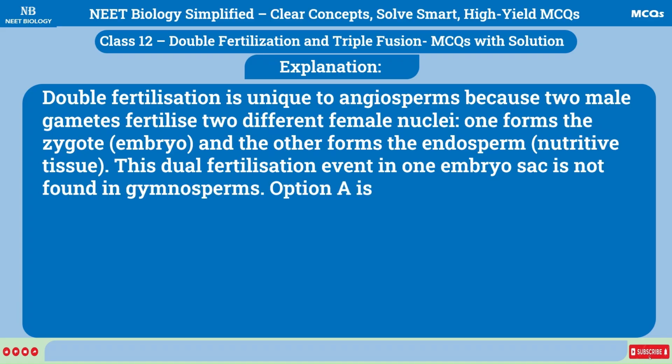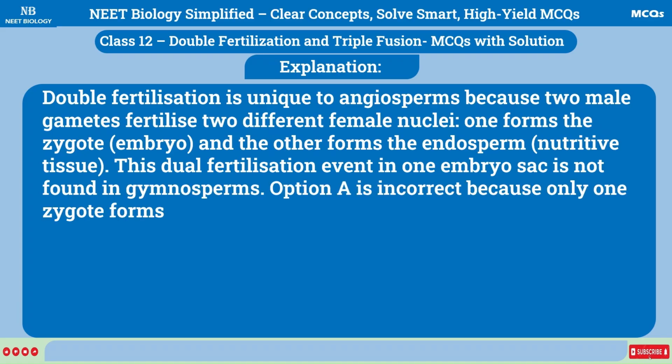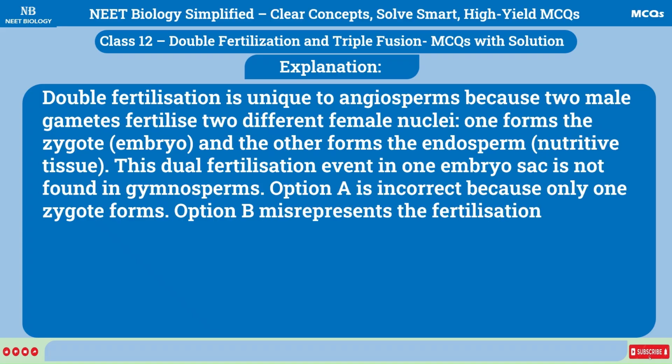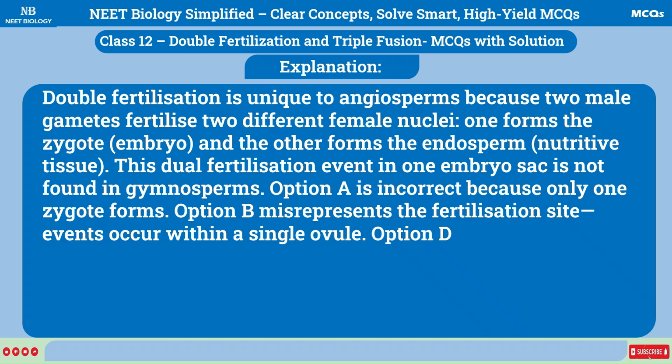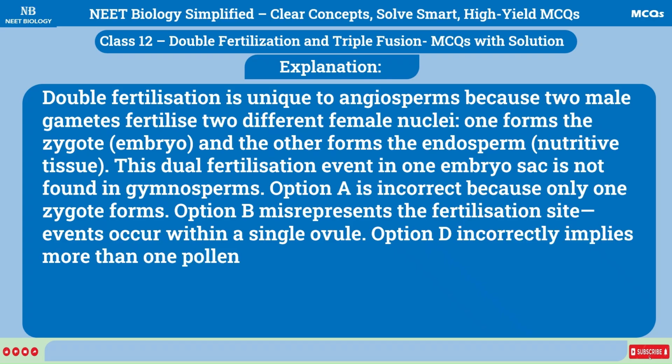Option A is incorrect because only one zygote forms. Option B misrepresents the fertilization site. Events occur within a single ovule. Option D incorrectly implies more than one pollen tube is involved, which is typically not the case.